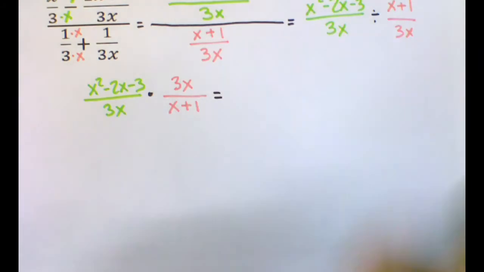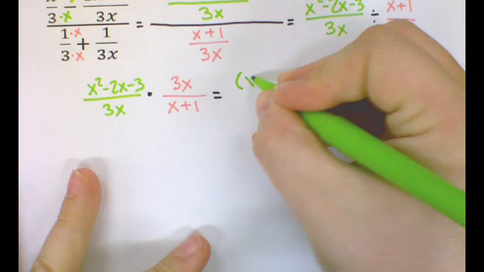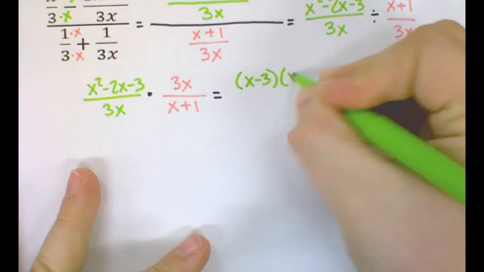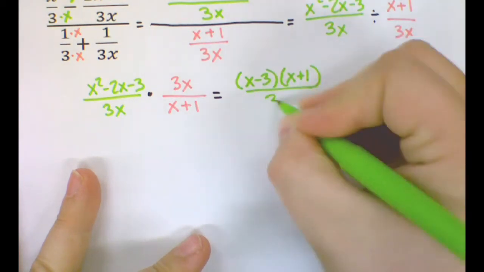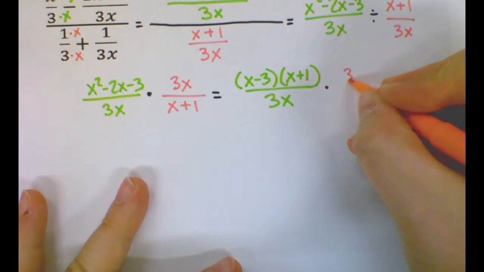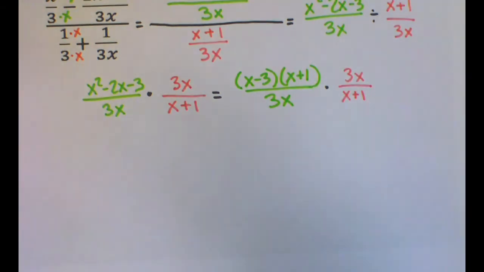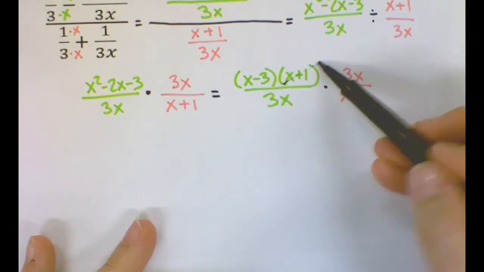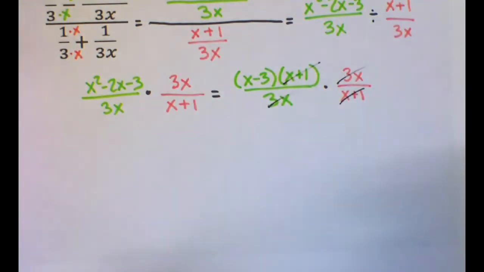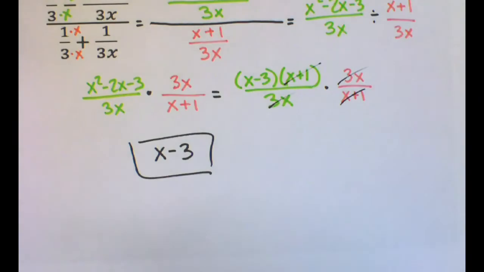Now I treat it just like a multiplication problem. I factor everything. That numerator factors into x minus 3 times x plus 1. The 3x is stuck. Times 3x over x plus 1. Cancel anything I can. Vertically I can't cancel, but diagonally I can. Leaving me just x minus 3 for my answer.